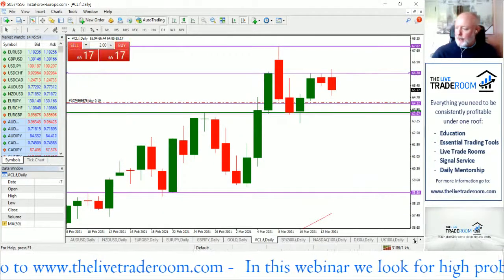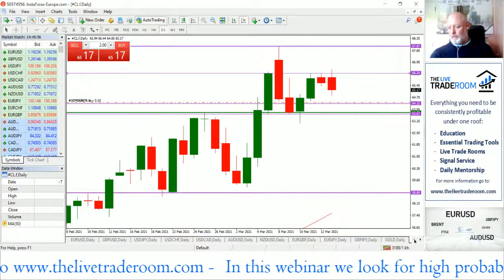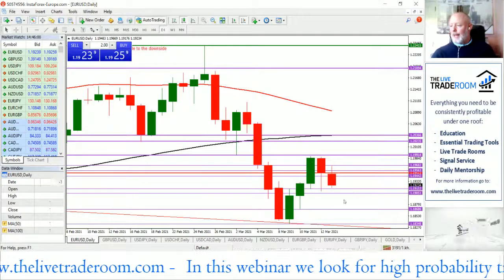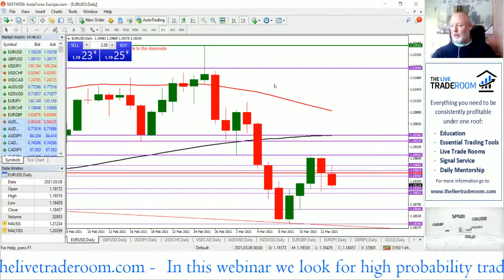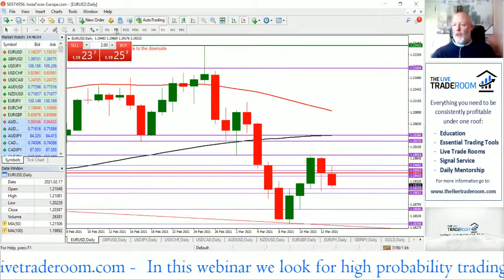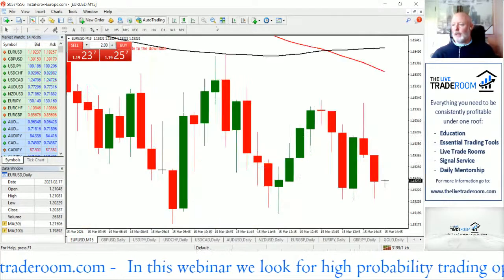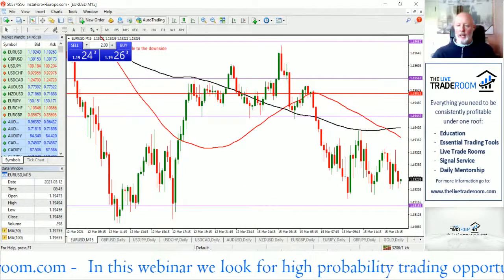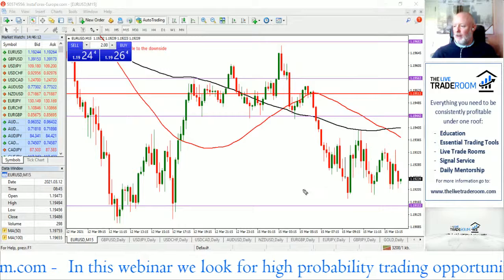So let's put our trade plan together then for the session. So we can certainly have a look at the euro dollar. We're below the monthly low. We can see what's been happening over the course of the morning, and that, as you can see, is not a huge amount.